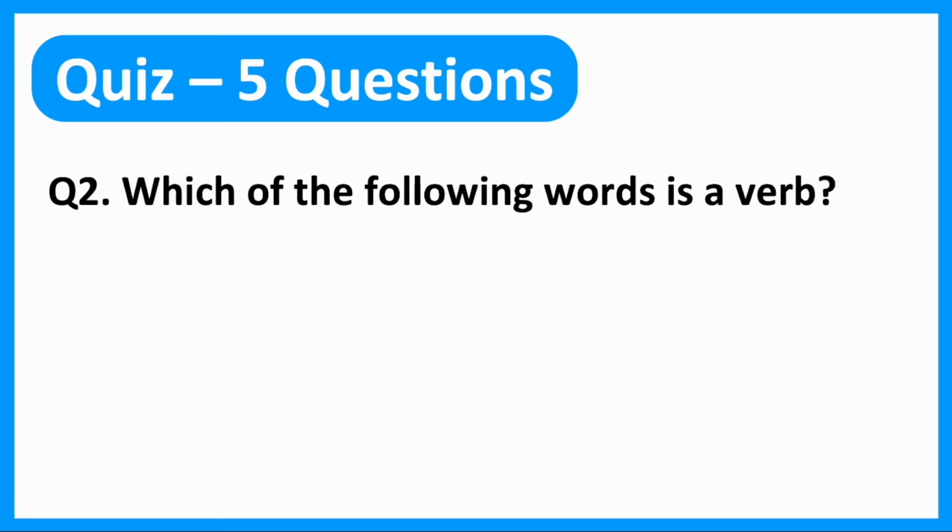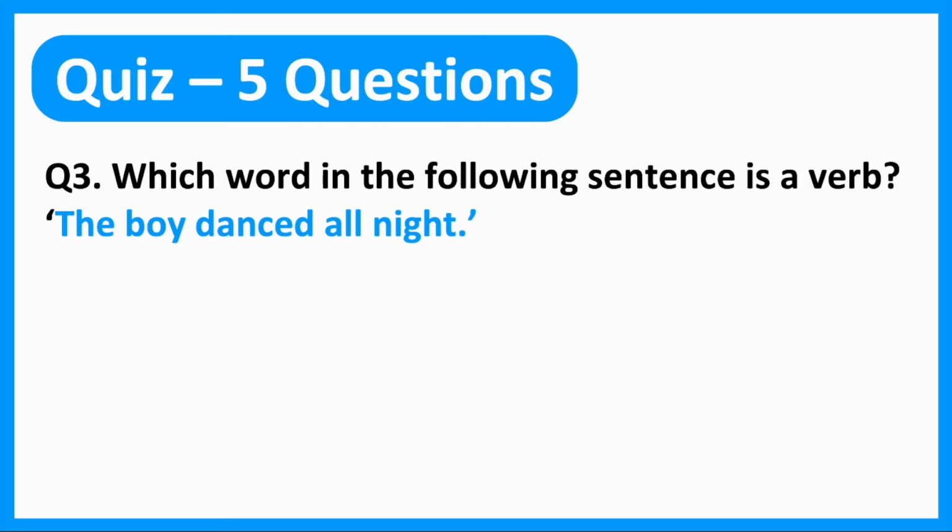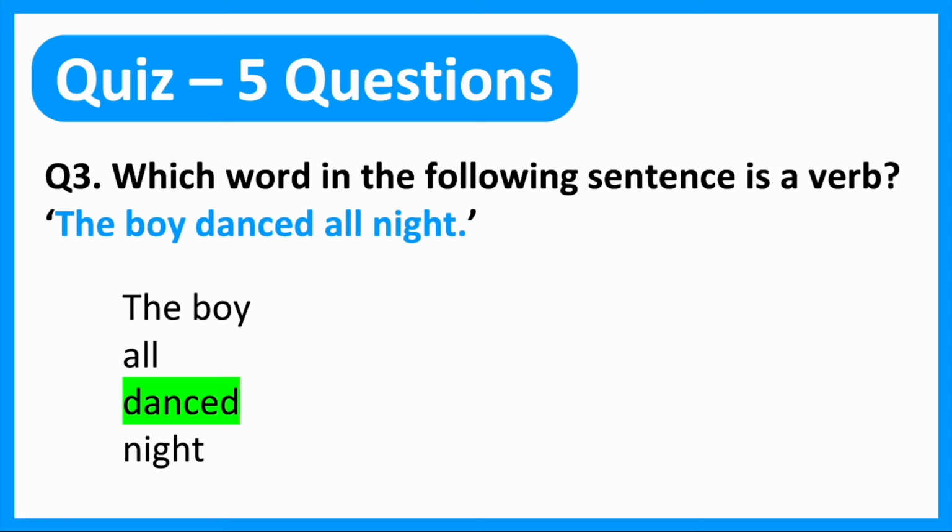Which of the following words is a verb? Banana, table, laptop, worked. Pause the video to answer the question. Worked is the correct answer. Which word in the following sentence is a verb? The boy danced all night. The boy, all, danced, all night. The correct answer is danced.